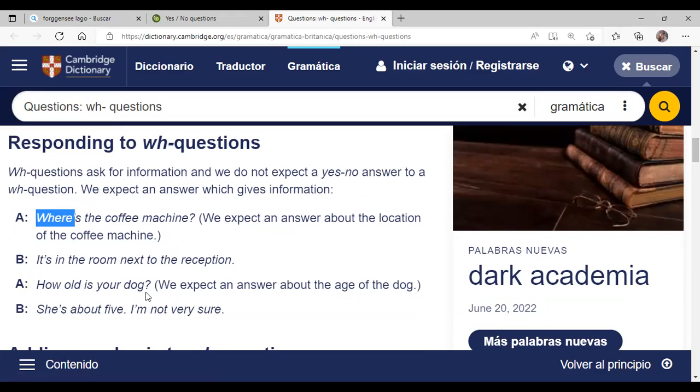How old is your dog? We expect an answer about the age of the dog. Remember that in English, how do we ask about age? With how old. How old is your dog? She's about 5, or you can also say, I'm not very sure, when you don't know the answer.